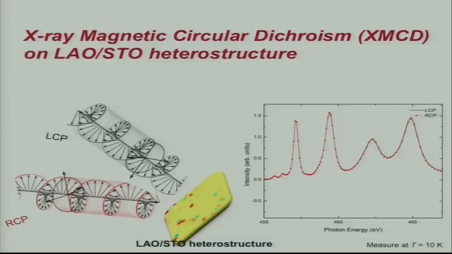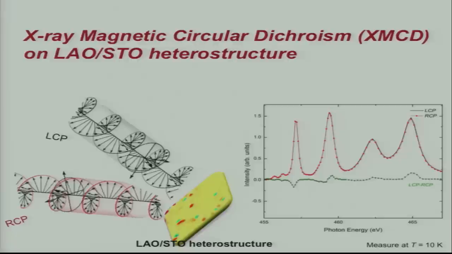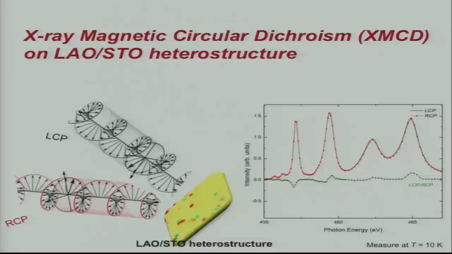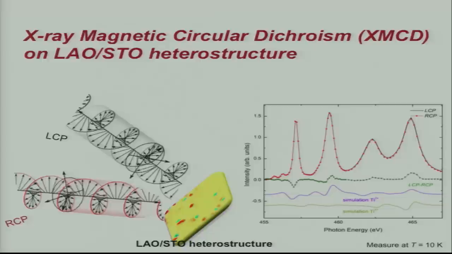However, there are differences like this. This is very, very tiny. To get this tiny difference, we spent 2 days on data acquisition, averaging. But eventually we got it. It clearly showed the difference when we change the polarization of the X-ray. But we need to know what this difference, the XMCD signal, comes from. So we calculated that. That spectrum is very similar to the titanium 3 plus calculation.